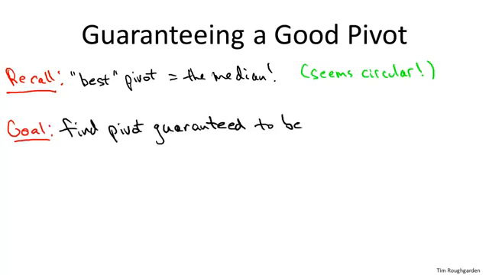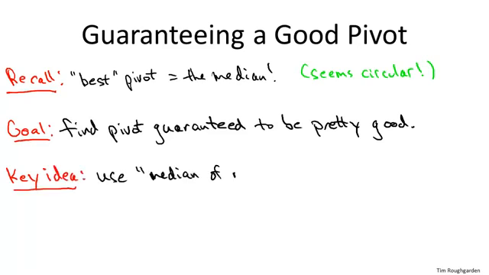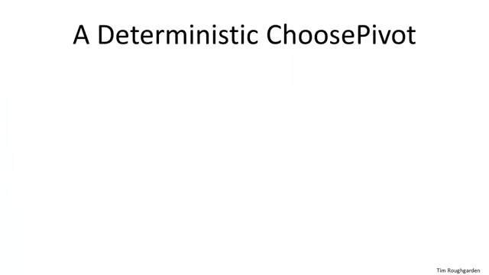And the big idea in this linear time selection algorithm is to use what's called the median of medians as a proxy for the true median of the input array. When I say median of medians, you're not supposed to know what I'm talking about. You're just supposed to be intrigued. Now let me explain a little bit further. Here's the plan. We're going to have our new implementation of ChoosePivot, and it's going to be deterministic. You will see no randomization on this slide, I promise.